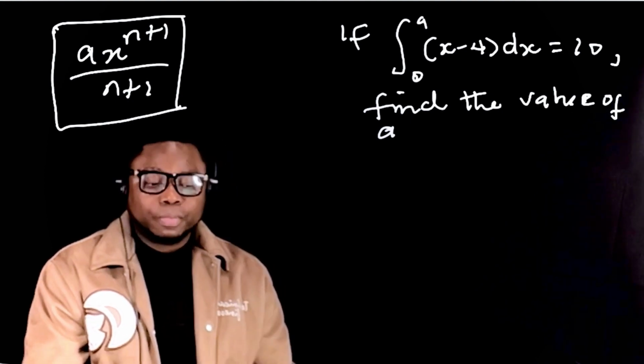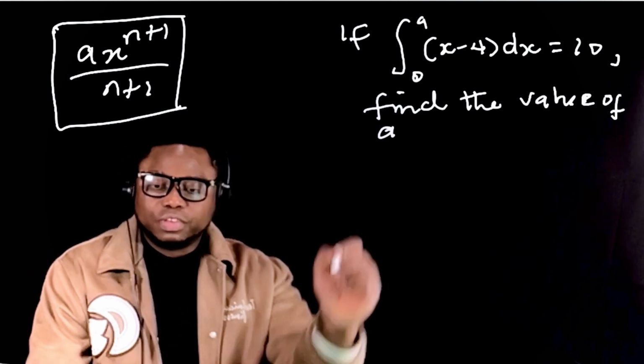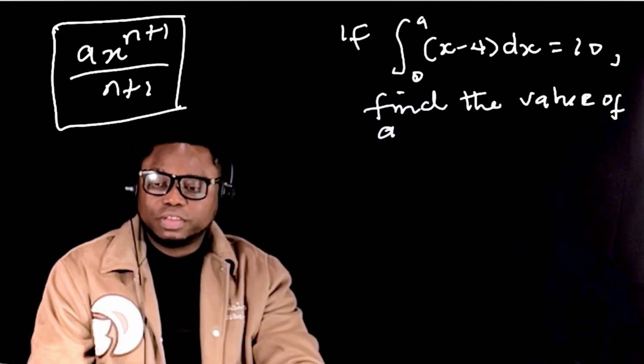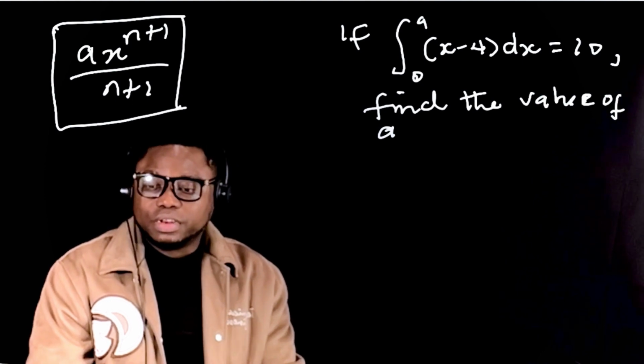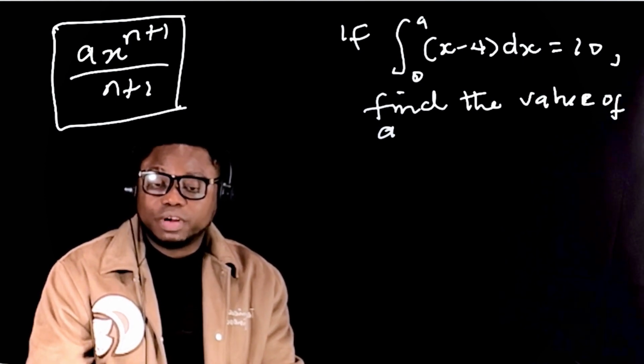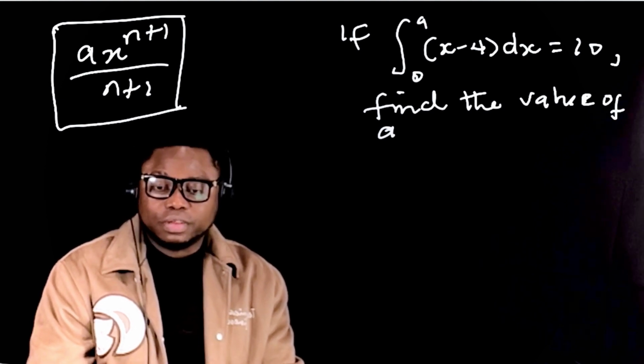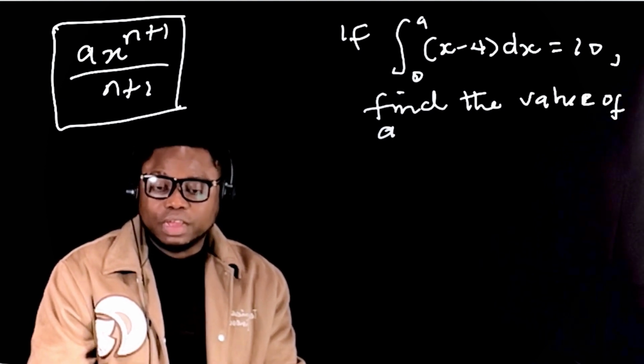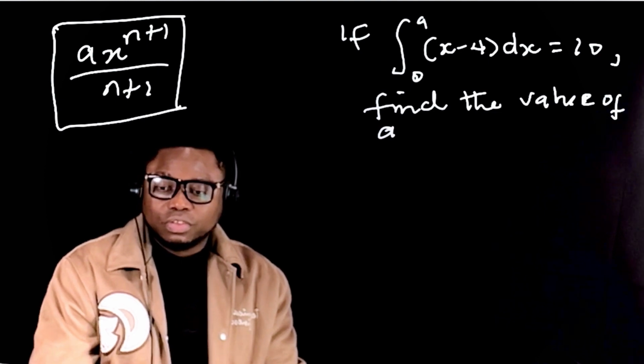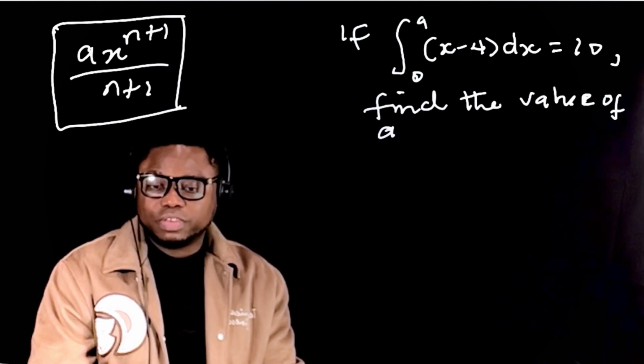Upper limit is a. So to integrate this, x is the variable given and the n is the exponent of the given variable. Looking at the question, the expression here, the power of x is 1. So that means n is going to be 1, and each coefficient, which is a.